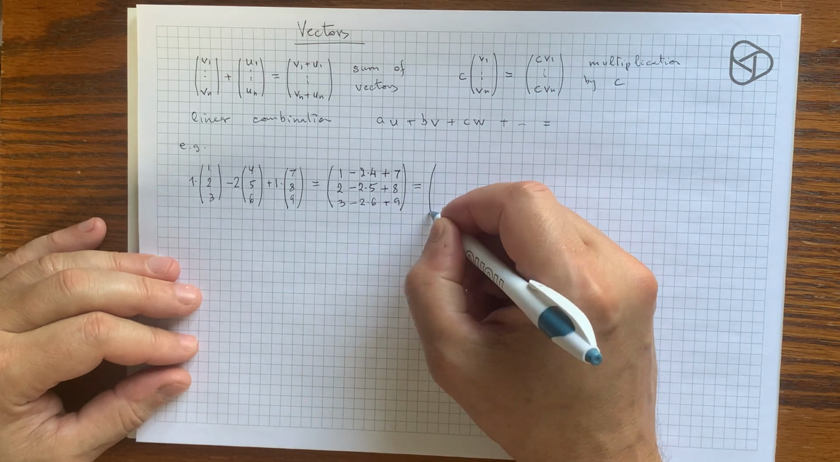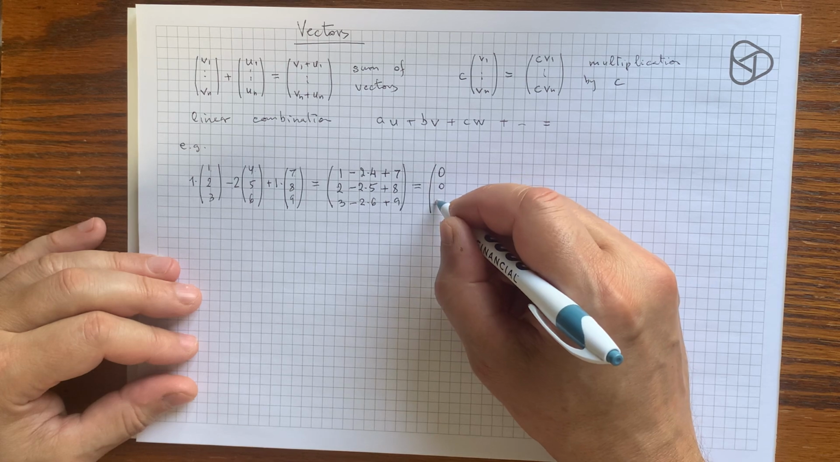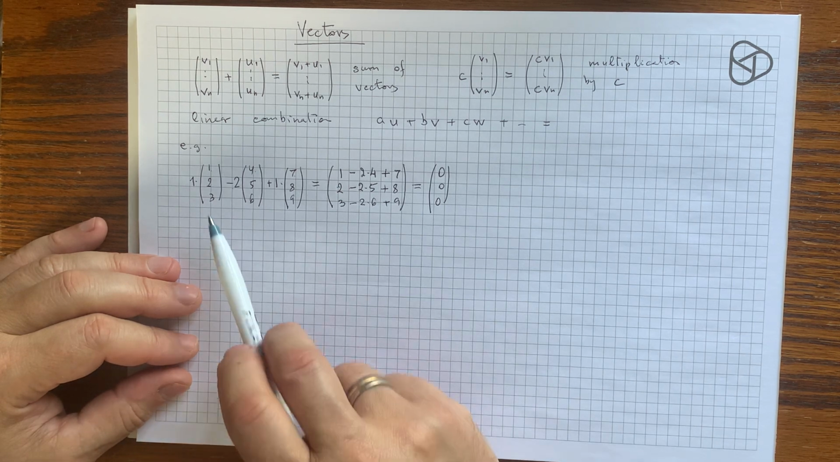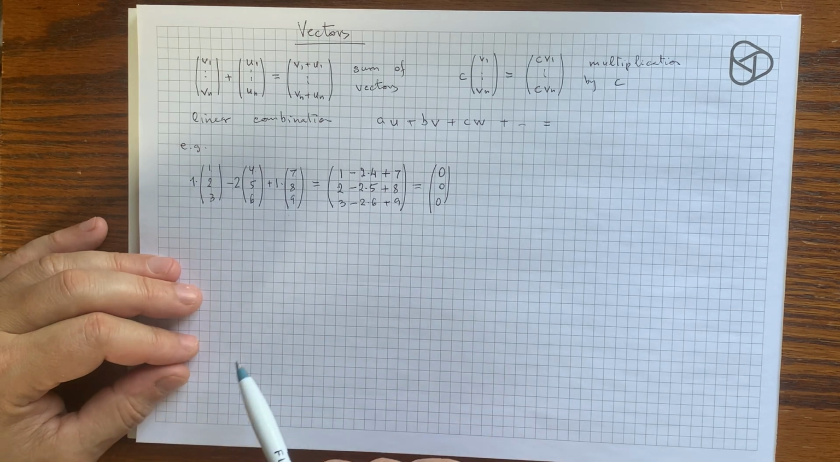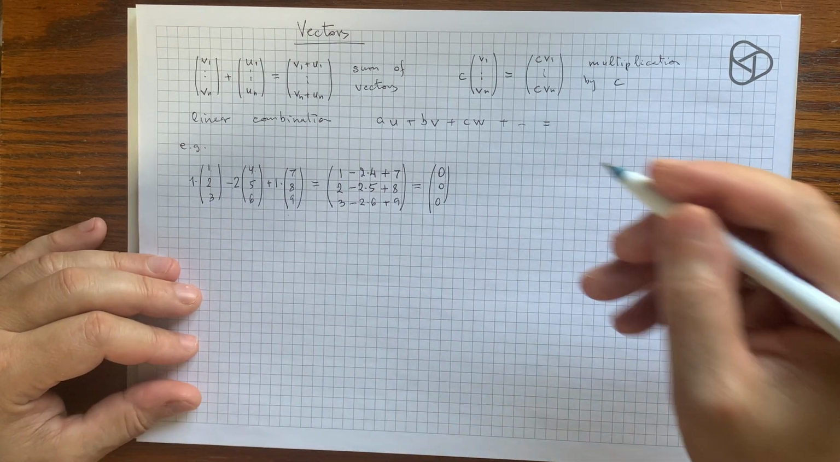And now if we do the arithmetic, in each of the coordinates we will have 0. So the linear combination of the three vectors we have is 0, although not all coefficients are 0. And this is called a linear dependence between the vectors.